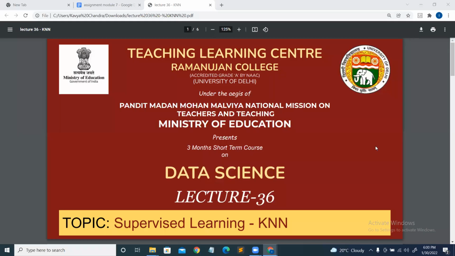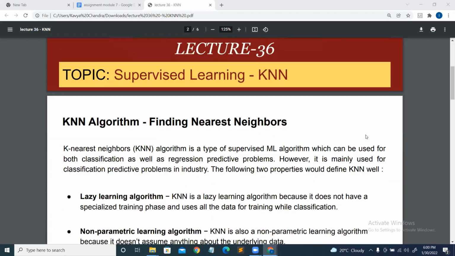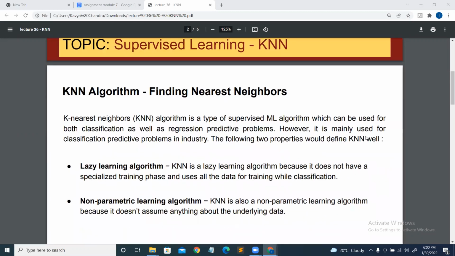Hello guys, this is lecture 36. We are continuing with supervised learning, and right now we'll be learning about KNN, which is the K nearest neighbor algorithm. Okay, KNN means K nearest neighbor algorithm. This will probably be a short video, but I'll try to explain all the nitty-gritties of it.